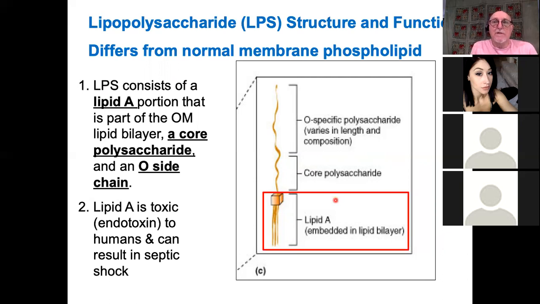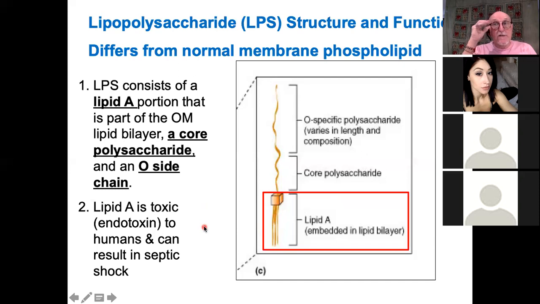Our immune systems respond very, very strongly, especially when these components are seen in the bloodstream. So here, this is one of our lipopolysaccharides. And the lipid part here, which is embedded in the membrane, is called lipid A, and lipid A has attached to it these polysaccharides. And this lipid A in particular is toxic.